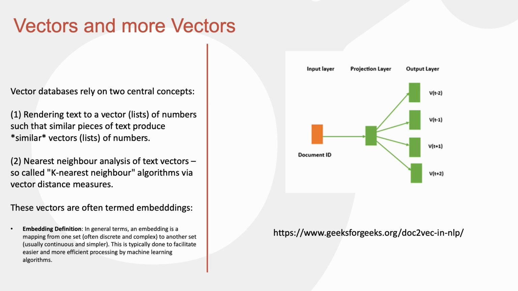But these processes, and we'll get into them, usually they call them embeddings for obscure reasons, take pieces of text and turn them into a list of numbers so that pieces of text that are semantically similar produce similar vectors. So you're encoding them in a way where you preserve semantic information, and that's really the core of this stuff. And then these vector databases do a thing called nearest neighbour analysis.